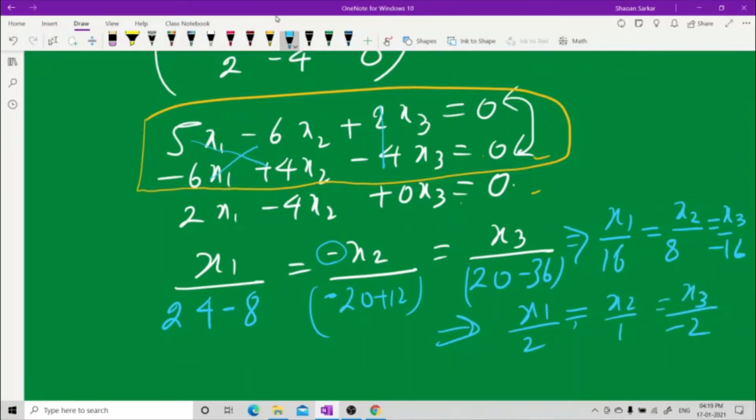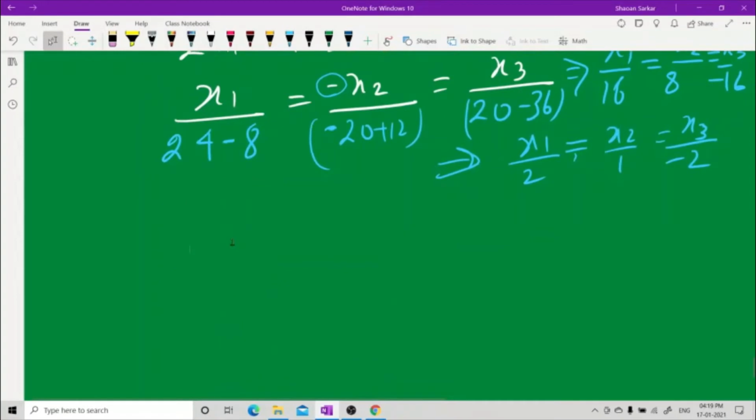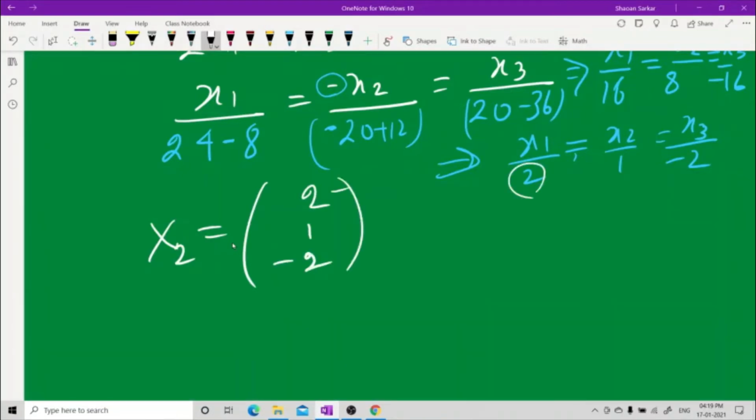So my vector x2 would be 2, 1, minus 2. 2 for the first component, 1 for the second component, and minus 2 for the third component. I hope you understood this. Let me rub them.